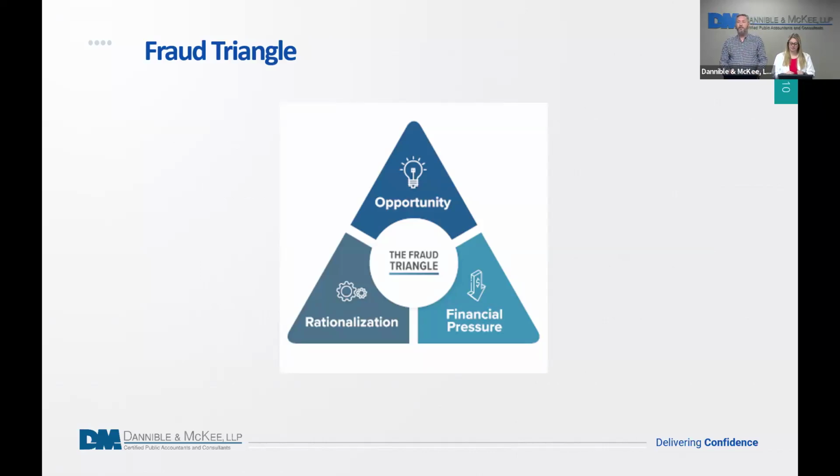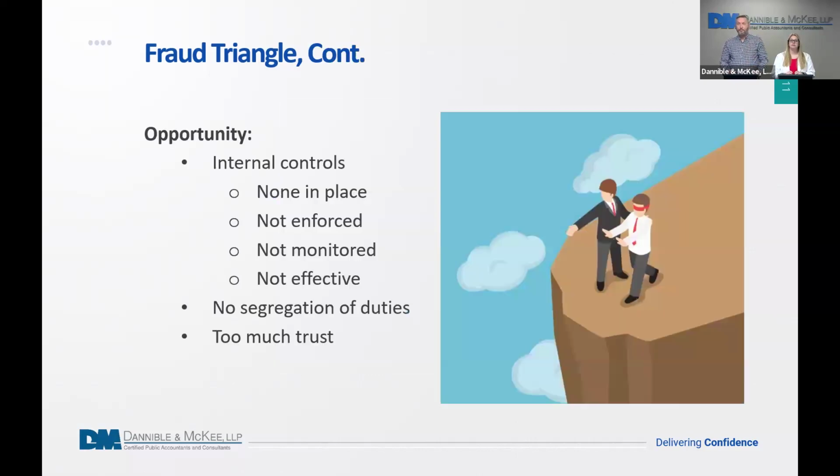So we always go through the fraud triangle. So obviously you need to make sure that you have opportunity, usually there's financial pressure, and then there's rationalization of the fraud. And we'll go through this in a little more detail. So opportunity. So internal controls, we're going to talk significantly about this. None in place, none enforced, it's not monitored, or it's not effective. So you could have the most amazing internal controls documented, but if you don't actually do those controls, then they're not effective. Segregation of duties is another big piece we're going to talk about, and too much trust.